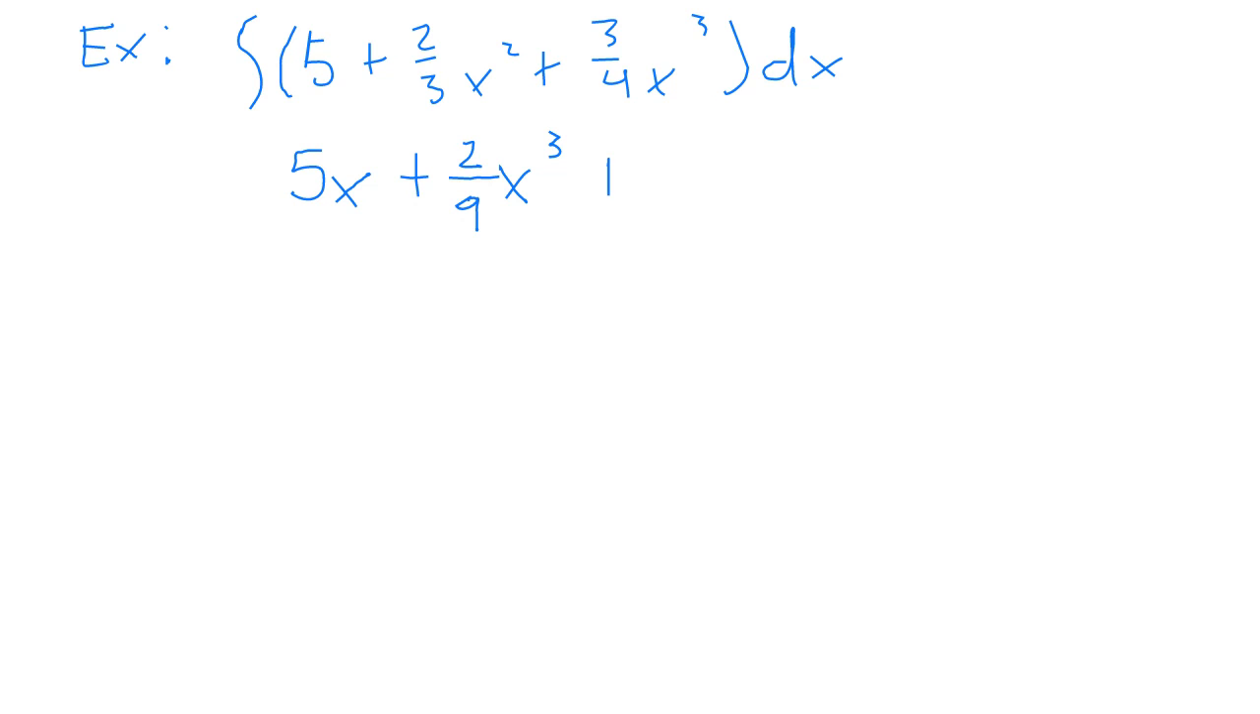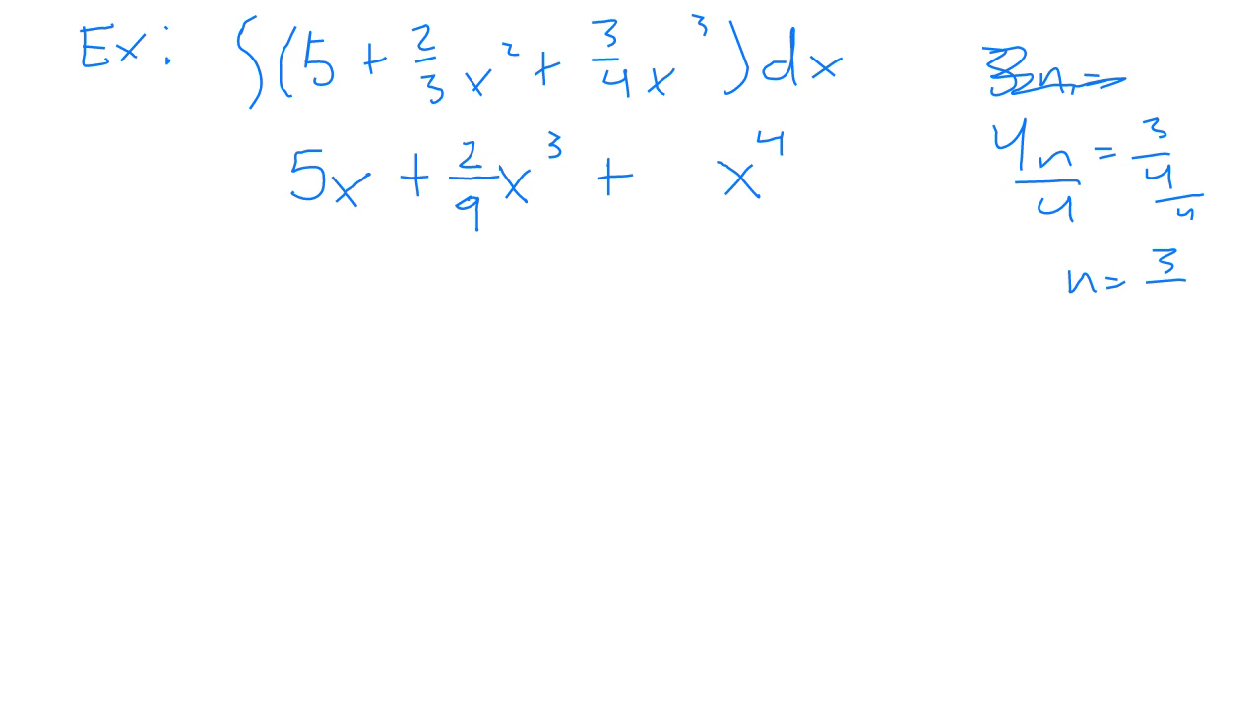In a similar way, for this piece right here, we have our x, which was originally to the 3rd, but now we're going to raise that up to the 4th. And now we think about what 4 times some number n is going to give us 3/4. Well, divide by 4, and we can see that we're going to get 3/16 right there. And then, of course, we have to add our plus c.